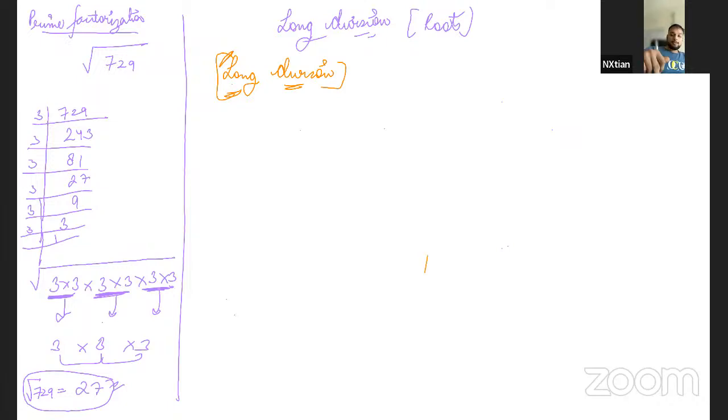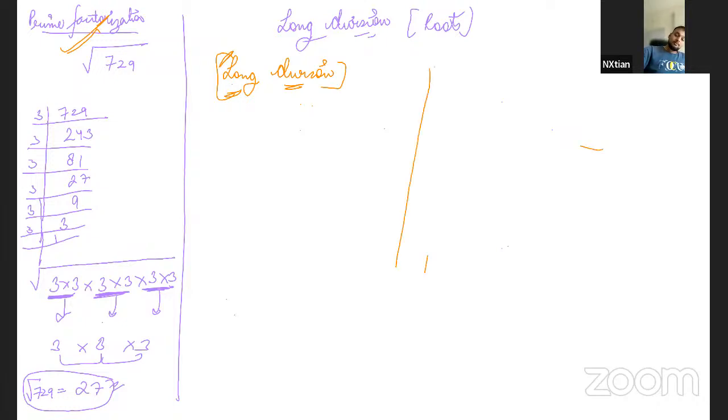Okay, now pay attention to this long division method, because I personally recommend you solve every root value with this method only. Don't use the prime factorization method because it's limited. It's only applicable to some numbers. But the long division method is applicable even on decimals. So how to solve this?